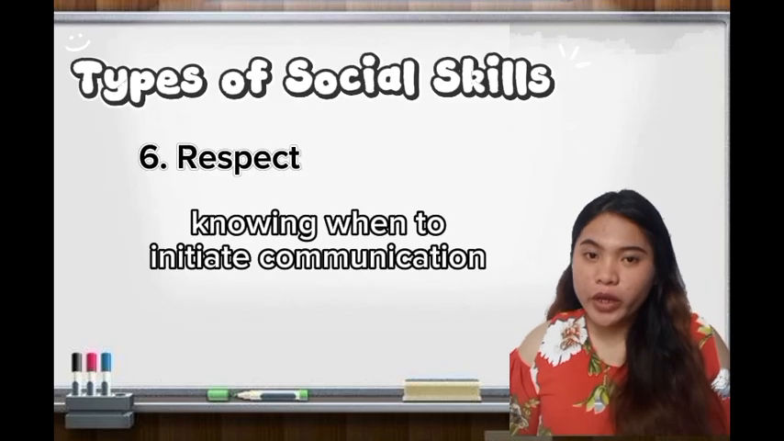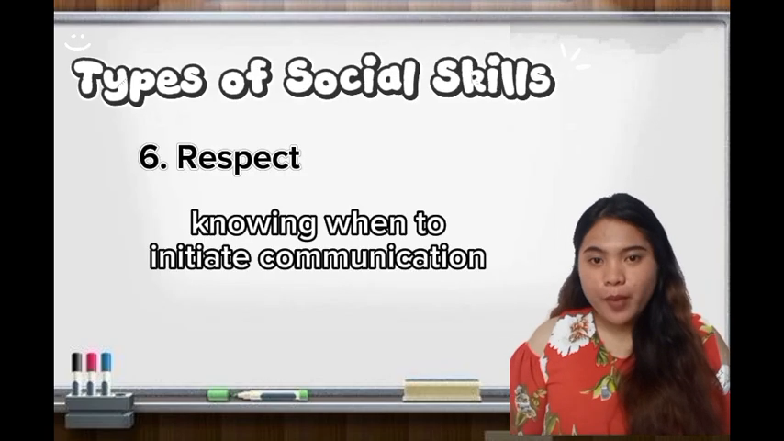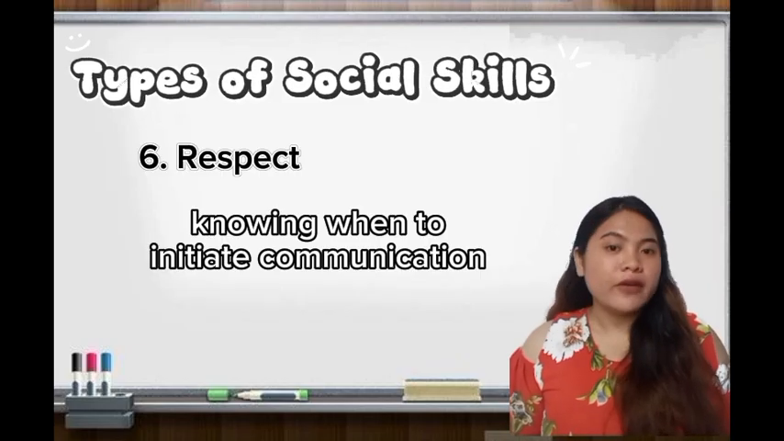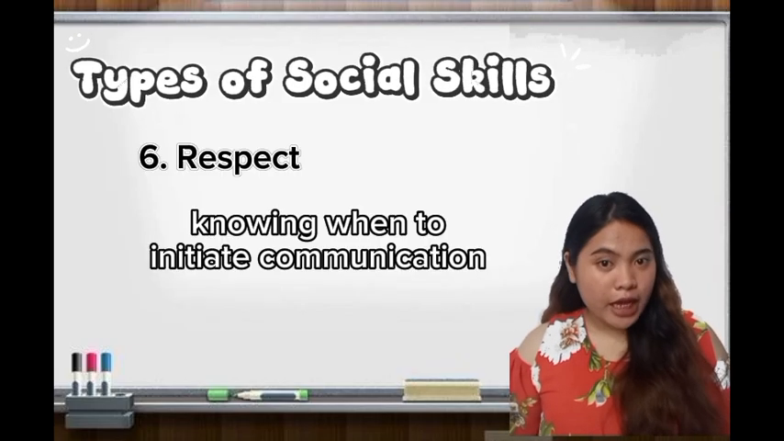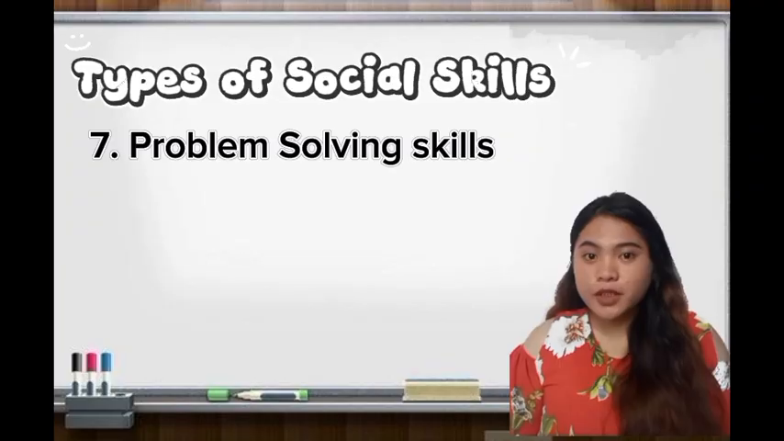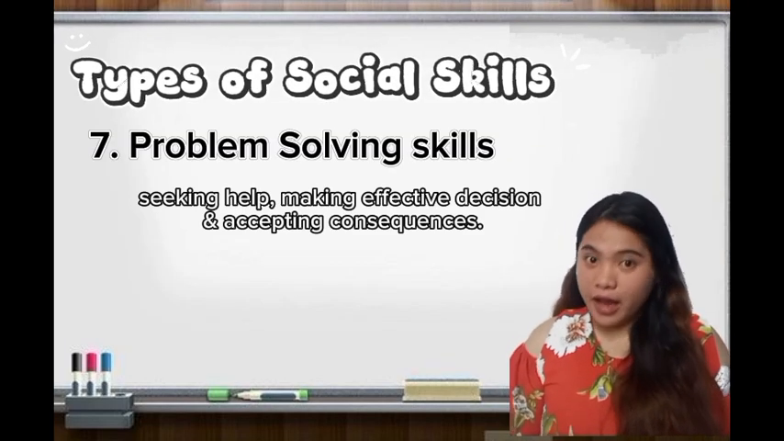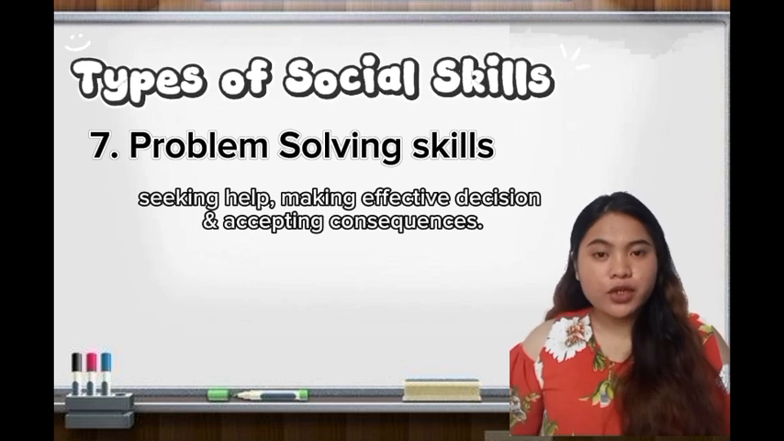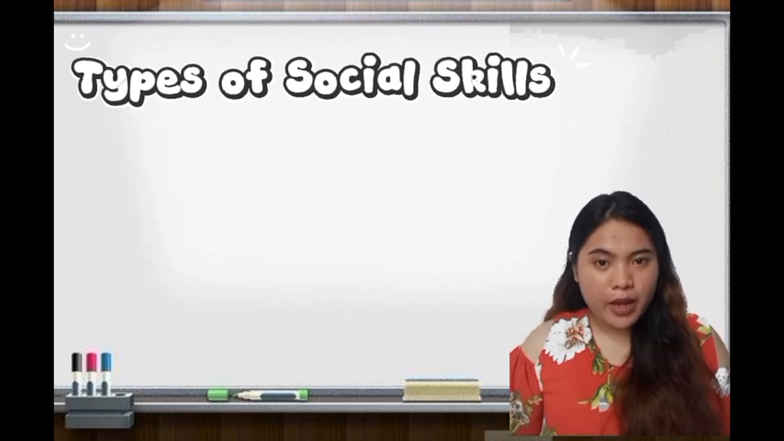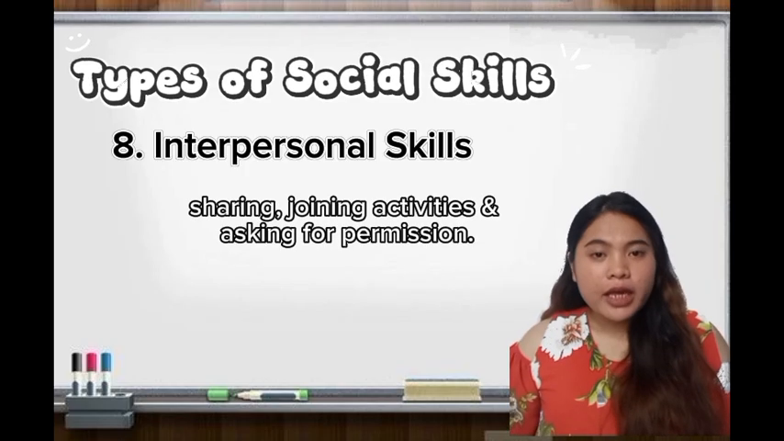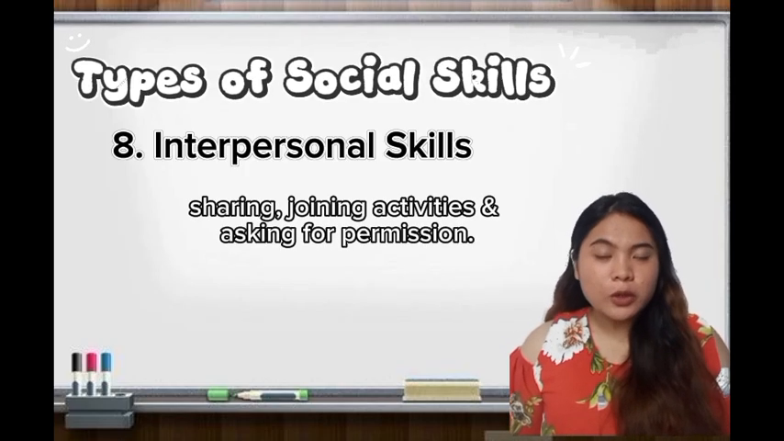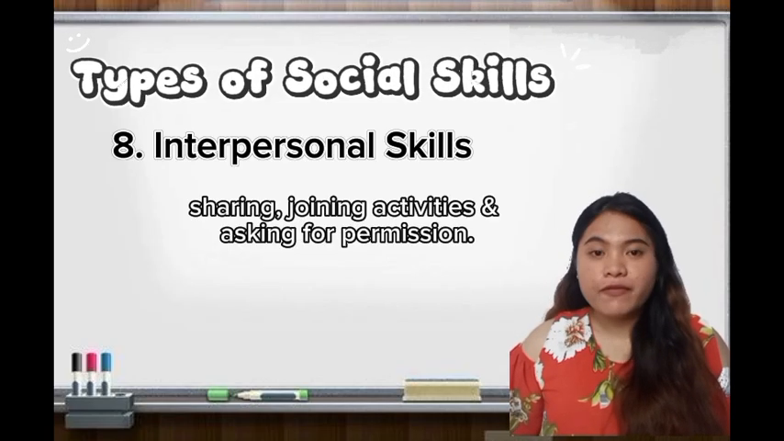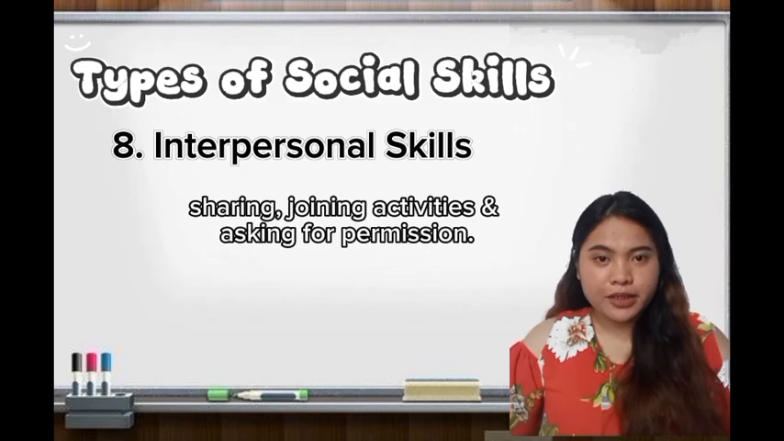Number six, respect. It can be done by knowing when to initiate communication and respond during interactions or even in times of heated arguments and confrontations. Number seven, problem-solving skills. This involves seeking help, making effective decisions, and accepting consequences to derive better solutions to the problem. Number eight, interpersonal skills. These include the abilities of sharing, joining activities, asking for permission, and waiting for one's turn in every facet of school undertakings.